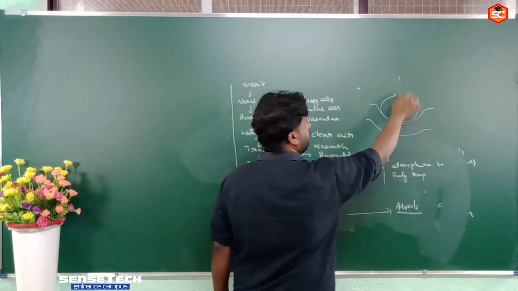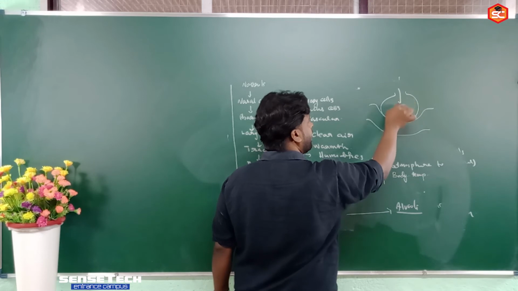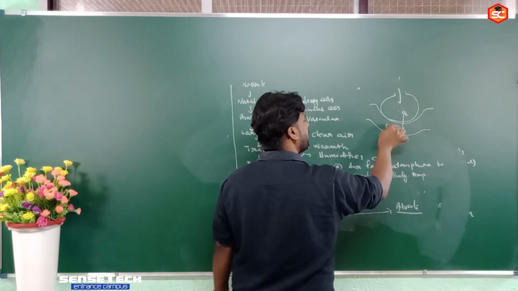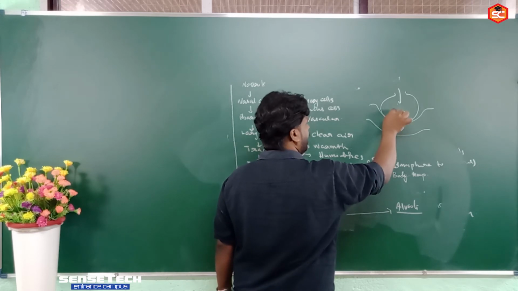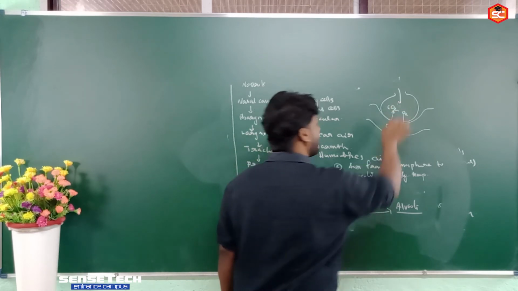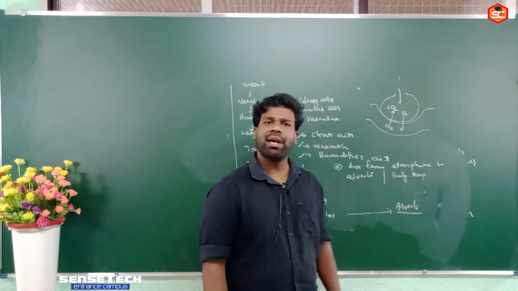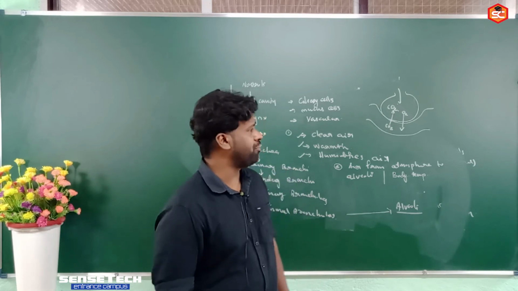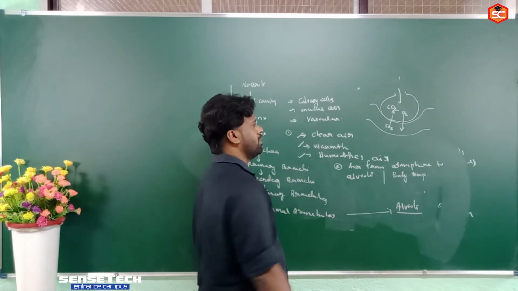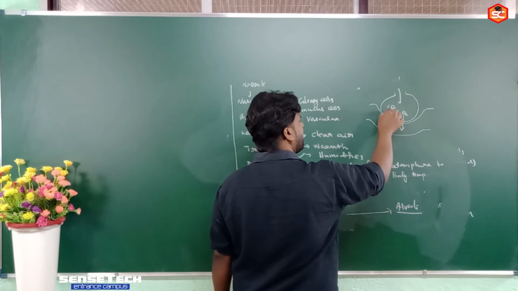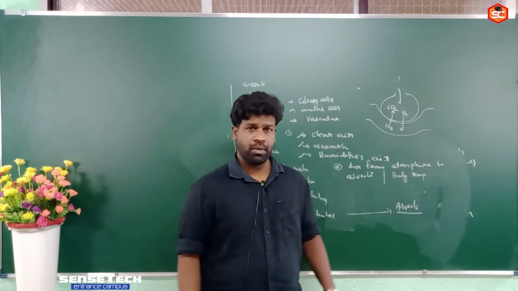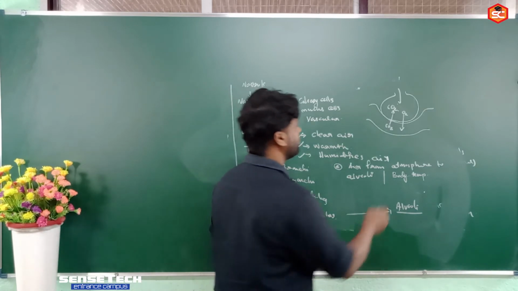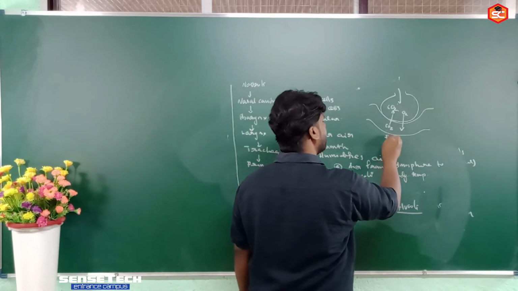Oxygen from the atmosphere reaches the alveoli. From the alveolar air, oxygen diffuses to the blood. From the blood, carbon dioxide diffuses to the alveoli. So alveoli and their capillaries constitute the actual site of diffusion of oxygen and carbon dioxide, not the conducting part. This region is called the respiratory part.